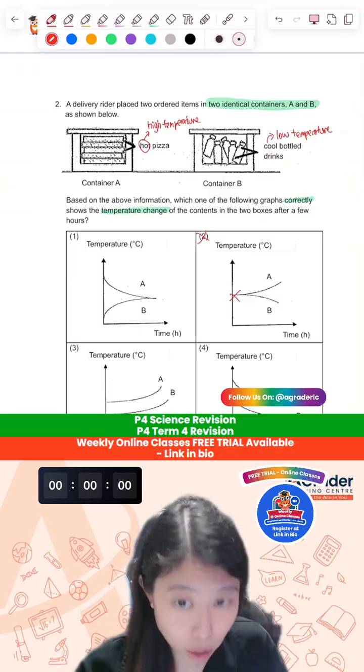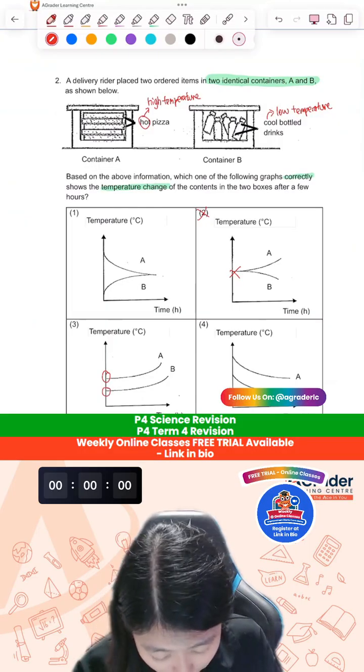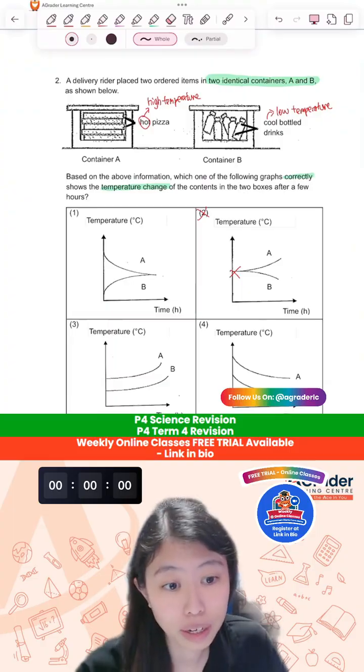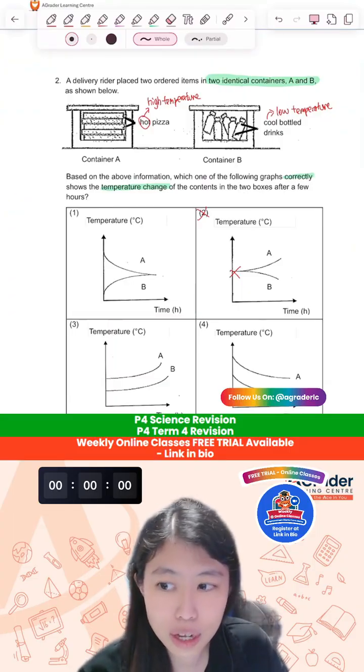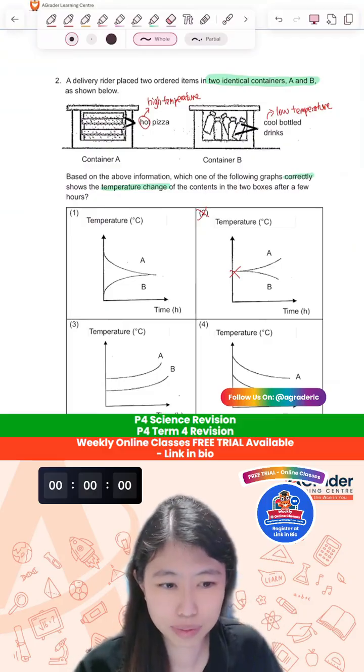So number 2 is wrong. Number 3, A is high, B is low. And same for number 4. But how come a lot of you say number 1, right? How come number 1? How come not number 3? Any idea?